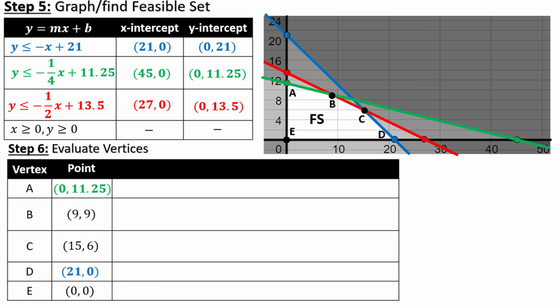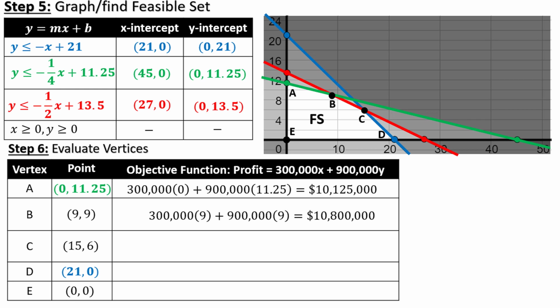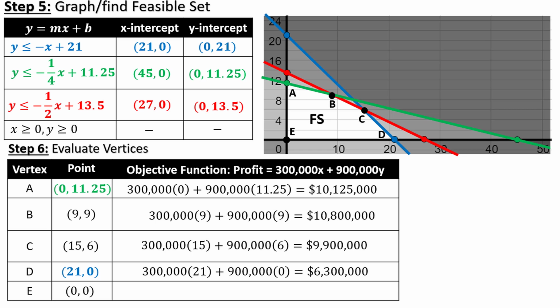Now we need to plug these points into the objective function to see how much profit is made. If x equals 0 and y equals 11.25, we have 300,000 times 0 plus 900,000 times 11.25, which comes to $10,125,000 if you plug it into your calculator. 9, 9 leads to the value of $10,800,000. 15, 6 leads to $9,900,000. 21, 0 leads to $6,300,000, and 0, 0 leads to a profit of $0.